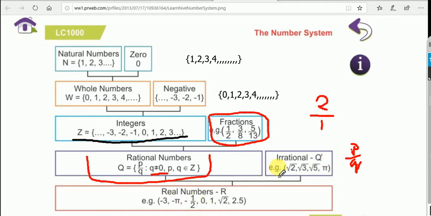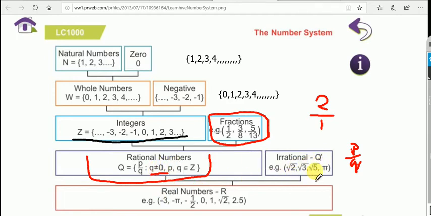Now, next. Whenever we write a number in the form p by q, the number will be either a terminating decimal or a non-terminating repeating decimal number. Whenever we write a rational number, it will be either a terminating decimal number, an integer, or a non-terminating recurring decimal number. We will study all three of them also. And irrational numbers are those whose result will be non-terminating, non-recurring decimal numbers. Rational numbers are denoted by Q, and irrational numbers we can write as Q dash.